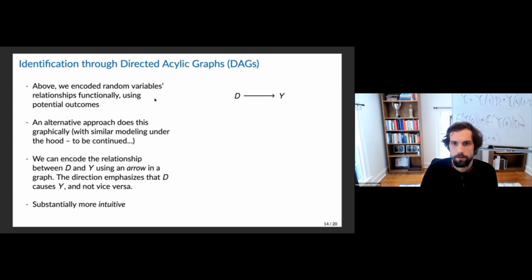Poll time. Have you ever seen a directed acyclic graph? And by seeing, I mean more than that you've seen it in something and didn't understand, but you've actually worked with it.